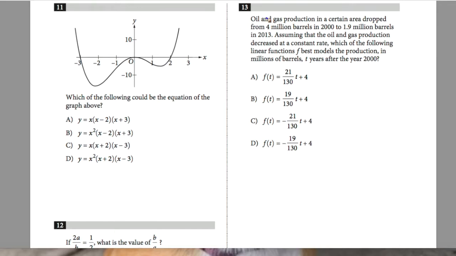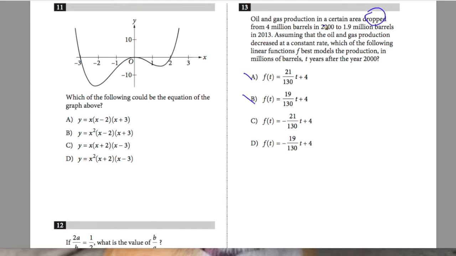For question 13, oil and gas production in a certain area dropped. So this is going to be negative. I'm looking here. It's most likely not going to be A, most likely not going to be B. I'm going to be between C and D. Dropped from 4 million barrels in 2000 to 1.9 million barrels in 2013. Assuming the oil and gas production decreased at a constant rate, which of the following linear functions f best models the production in millions of barrels t years after the year 2000.